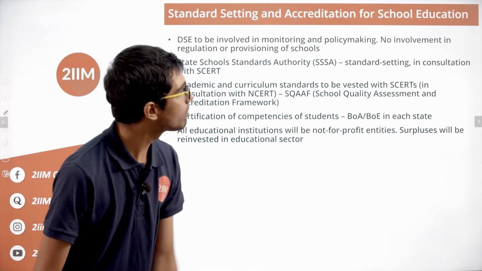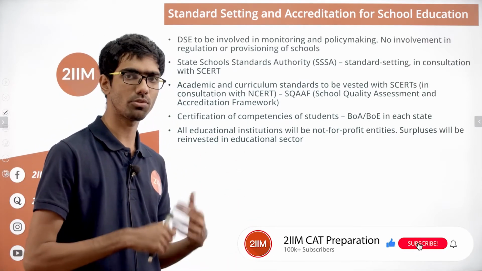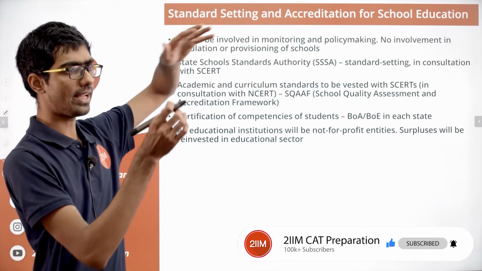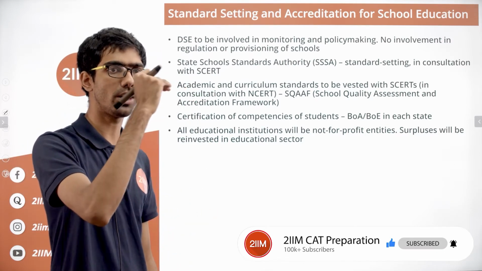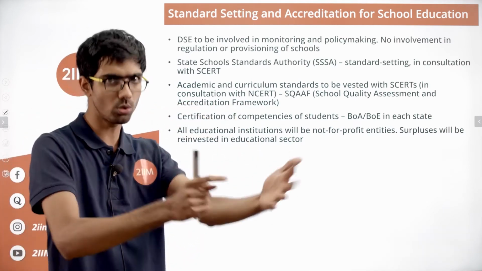Standard setting and accreditation for school education. This is going to be the last part of what the policy enshrines in terms of school education. DSC to be involved in monitoring and policy making. So there are certain rigorous and rigid compartmentalizations that the policy proposes in terms of which authority should do which function when it comes to school education.